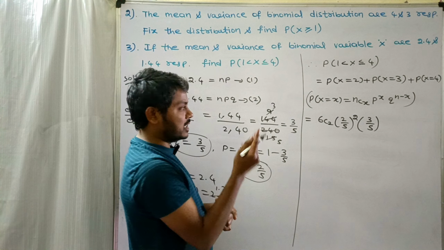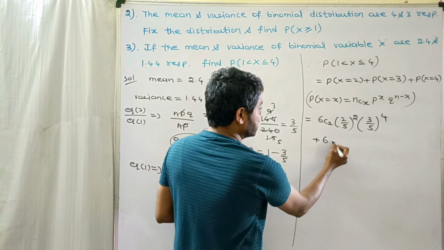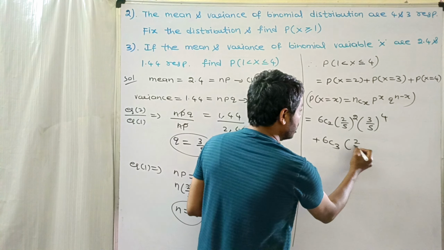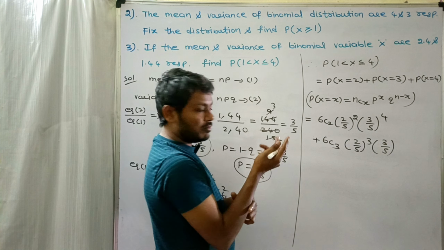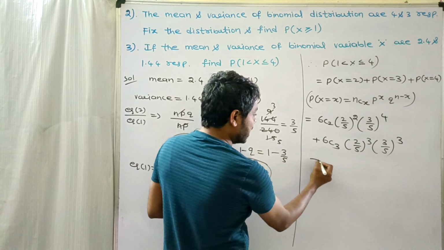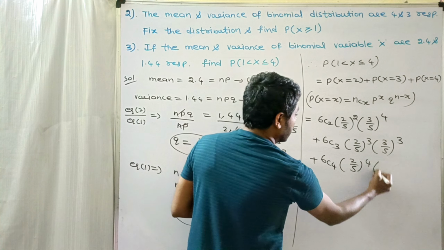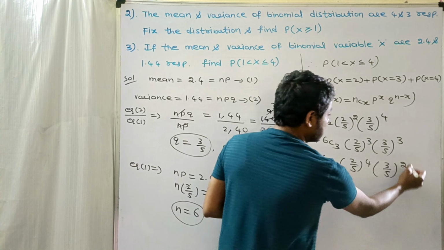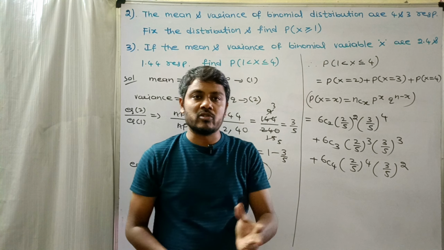6 minus 2, that is 4. Plus next 6C3, because x is 3: (2/5)^3 and (3/5)^(n minus x), that is 6 minus 3, 3. Again plus 6C4, (2/5)^4 and (3/5)^(6 minus 4), that is 2. So this is the value of P(1 < x ≤ 4).